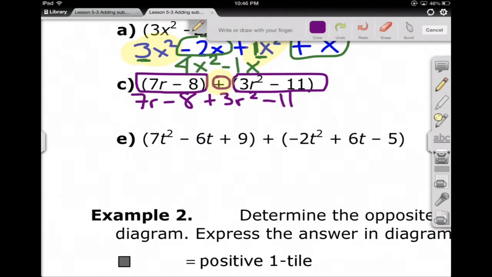Now when we look at this, we have a 3r squared term here, so I'll just use a little room to the right here.